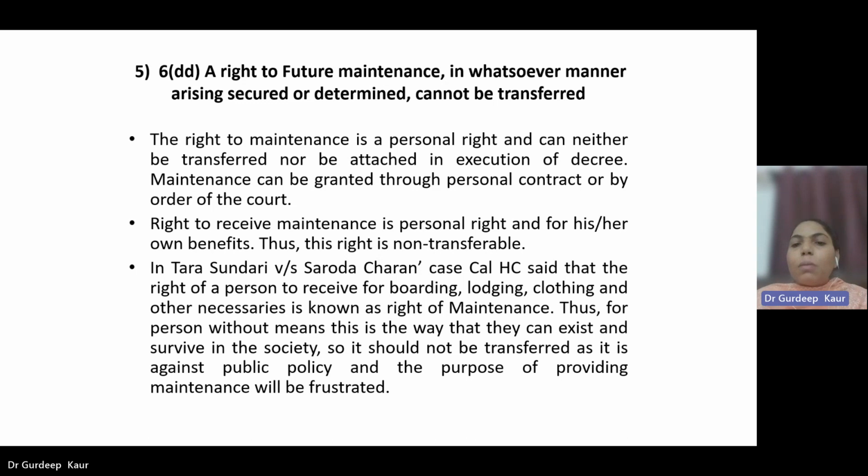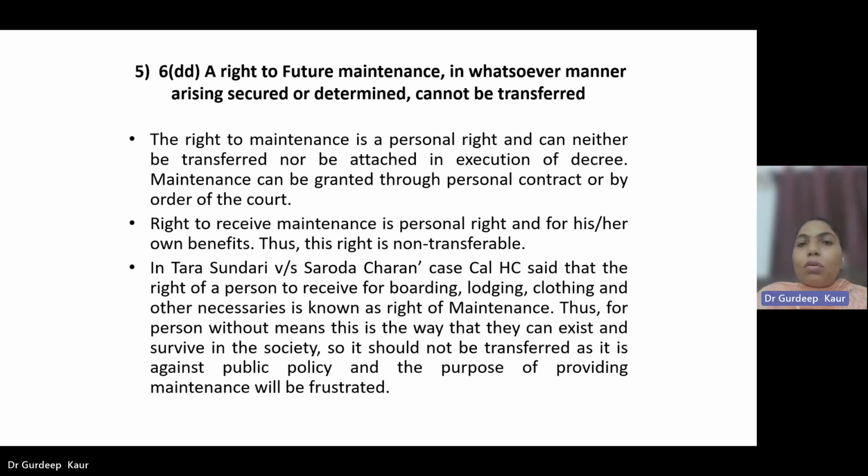Section 6, subclause (dd) says that a right to future maintenance, in whatsoever manner arising, secured or determined, cannot be transferred. Because the right to maintenance is a personal right and can neither be transferred nor be attached in execution of a decree.